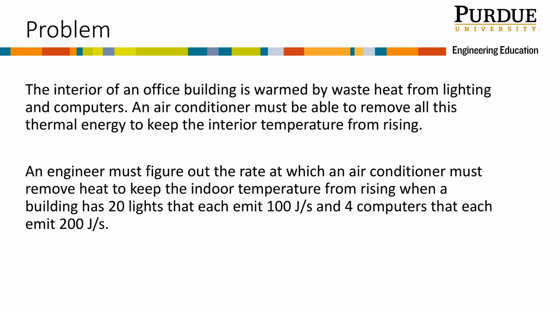The interior of an office building is warmed by waste heat from lighting and computers. An air conditioner must be able to remove all this thermal energy to keep the interior temperature from rising. An engineer must figure out the rate at which an air conditioner must remove heat to keep the indoor temperature from rising when a building has 20 lights that each emit 100 joules per second and 4 computers that each emit 200 joules per second.